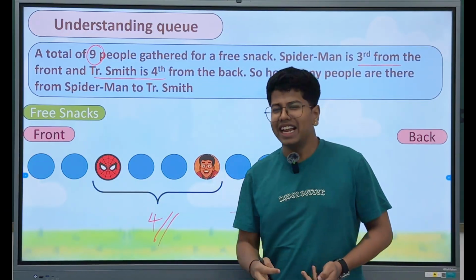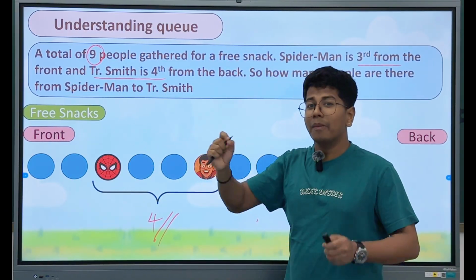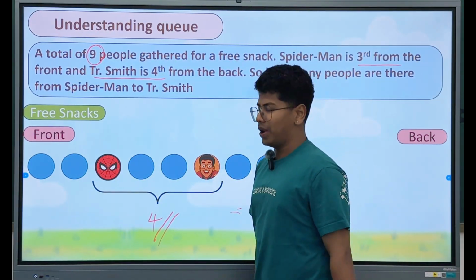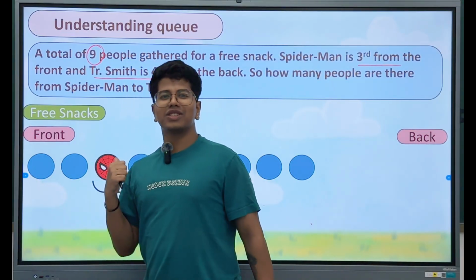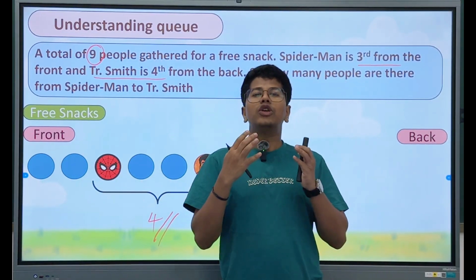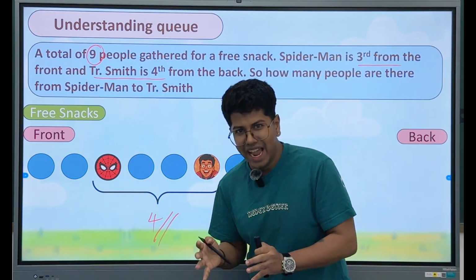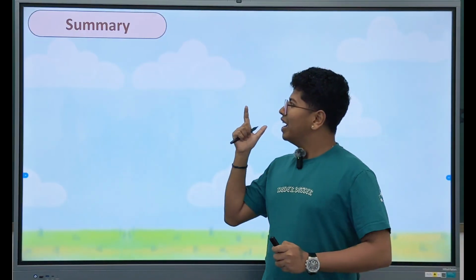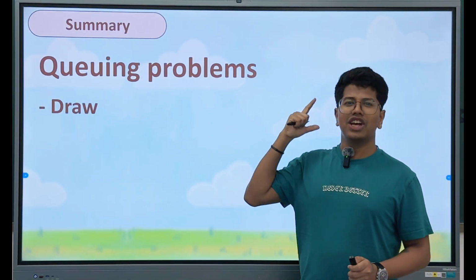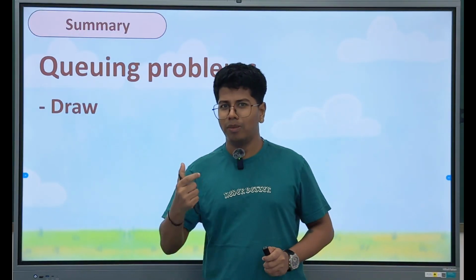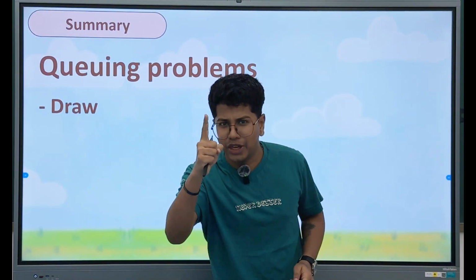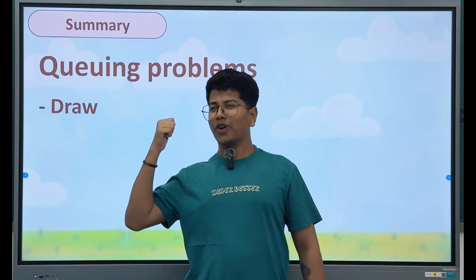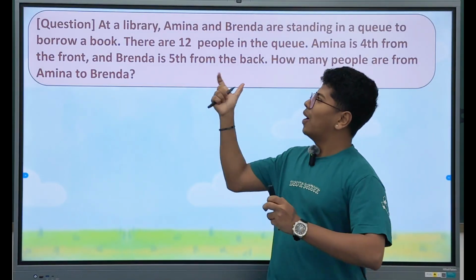So what we can understand here, this is a word problem. But if you look at the type of the word problem here, people are queuing. So this is called a queuing problem. And in queuing problems, the best thing that we can do is just draw it out. So if I summarize it for you, in queuing problems, we can just draw. And remember, in word problems or queuing problems, the first thing that you do is highlight the key information.